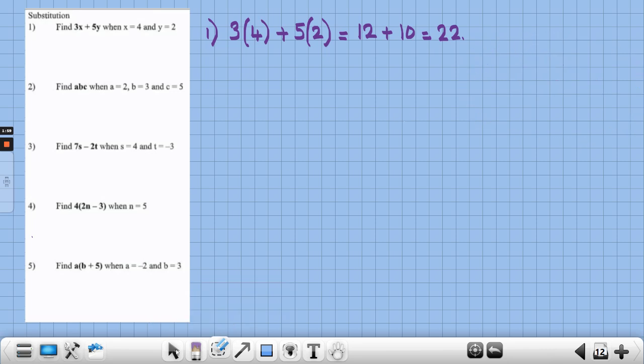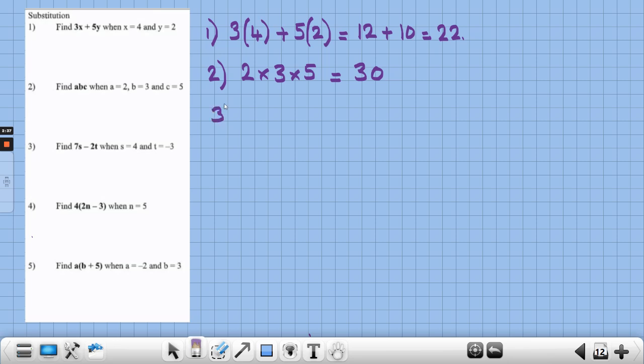Okay, let's carry on to number 2. Find ABC when A equals 2, B equals 3 and C equals 5. ABC means A times B times C. So we are going to end up with 2 times 3 times 5. And of course, because it's all being multiplied together, the order that you multiply them in doesn't make any difference at all. But let's do it in the order it comes. 2 times 3 is 6. 6 times 5 is 30.